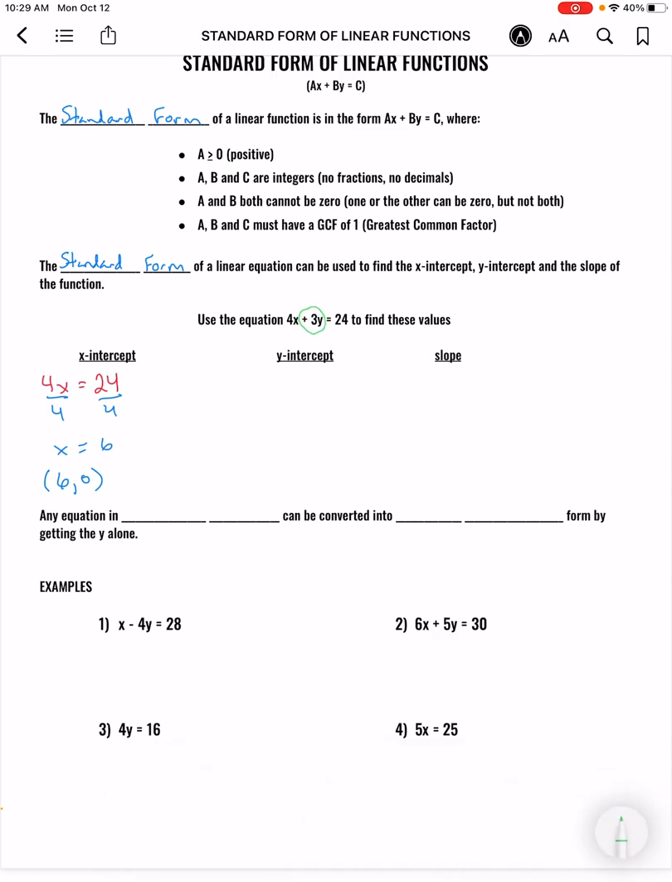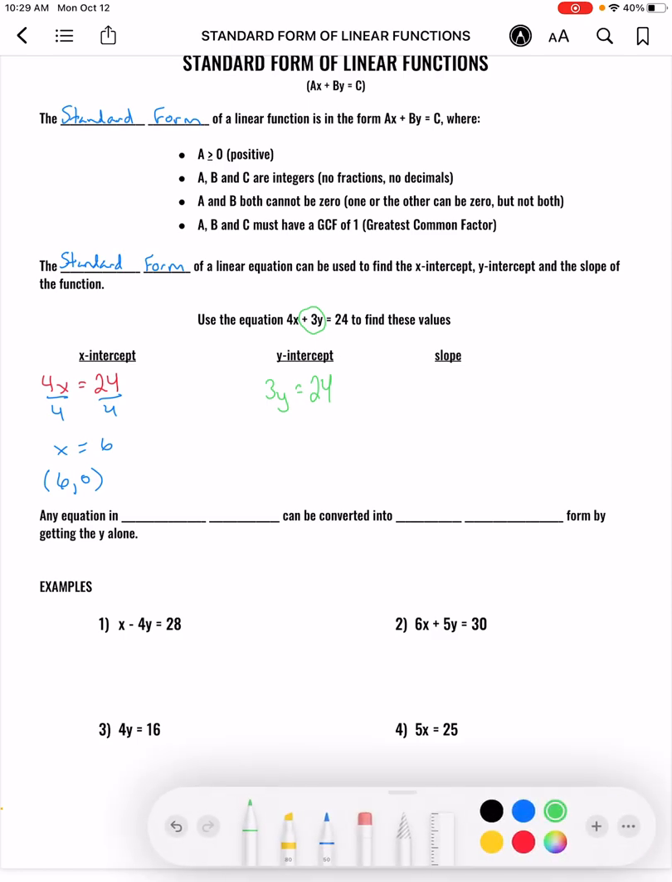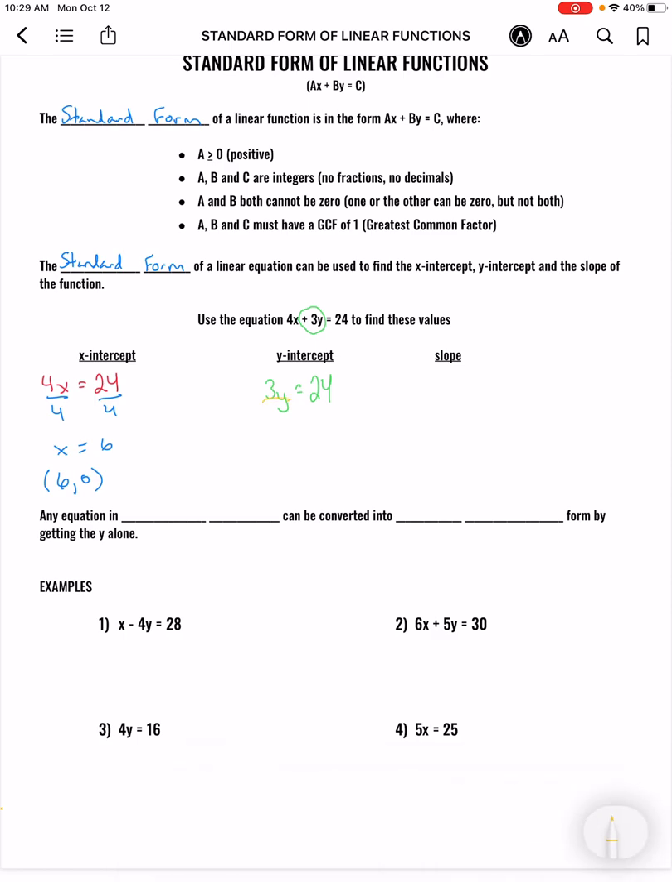When I go to find my y-intercept, I want to write down the part that comes after the x. So in this case, it's a positive 3y equals 24. If there were a minus sign there, we would say negative 3y. Again, we're going to follow the same process. We're going to divide both sides by 3. So y equals 8. And so that coordinate would be 0, 8.